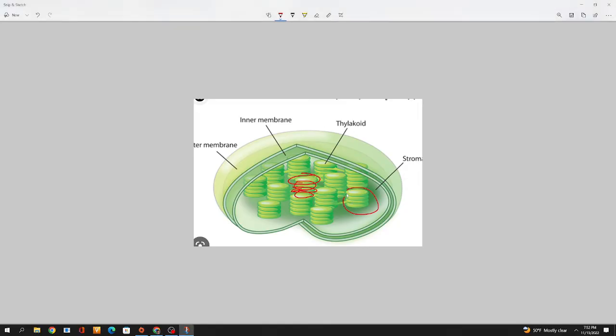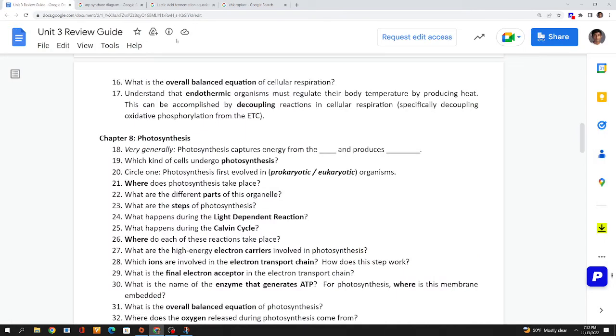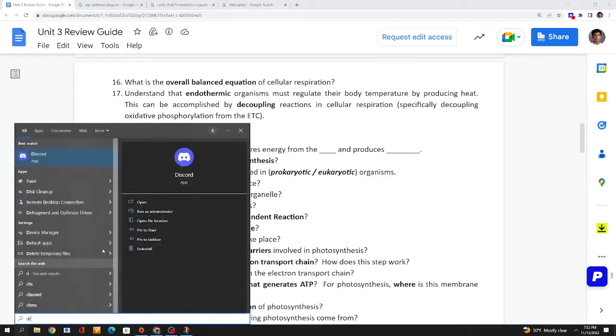A stack of these is called a granum. One individual chip is called a thylakoid. Am I pronouncing that right? Yeah, thylakoid. Whatever. What are the different parts of this organelle? I just explained it, the ones that you have to know. What are the steps of photosynthesis? It is a two-step process.